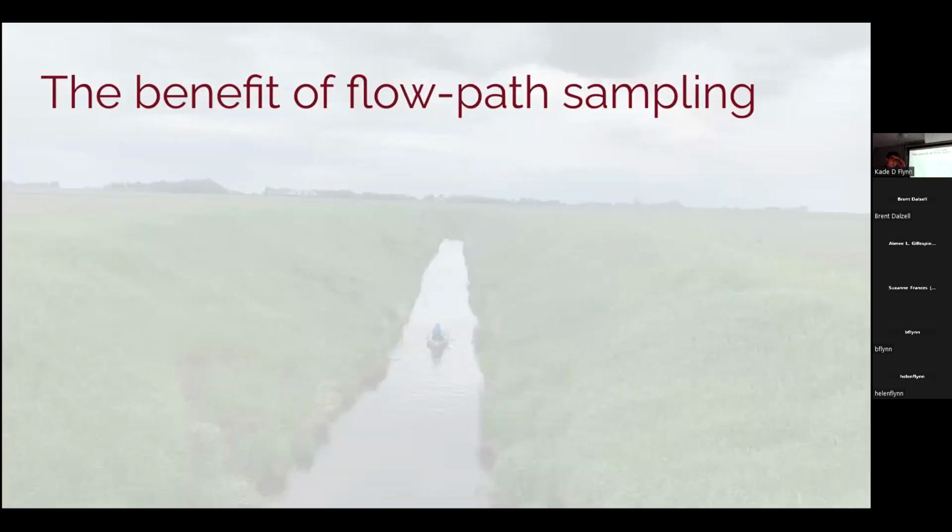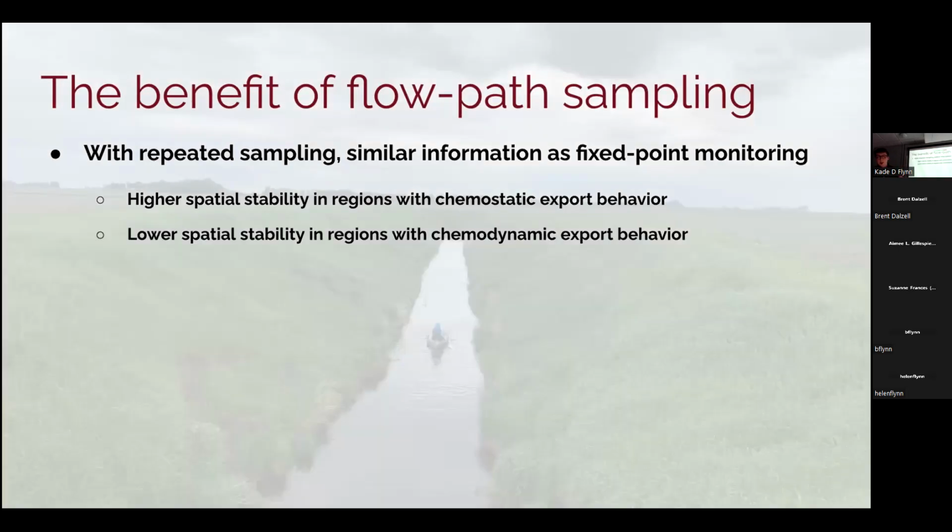So what's the benefit of looking at data in this way? Well, with this repeated sampling, we gain similar information as this fixed site monitoring. We saw that there is higher spatial stability in regions with chemostatic export behavior, where landscape influences on the stream are not variable through time, and lower spatial stability in regions with chemodynamic export behavior, where the landscape influences on the stream are variable through time.